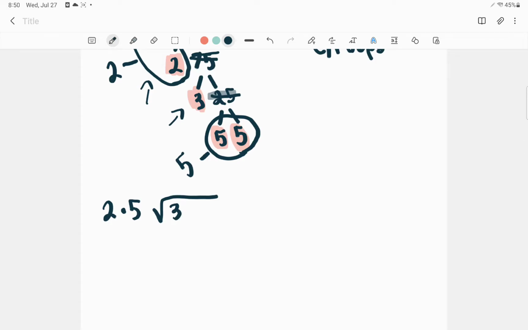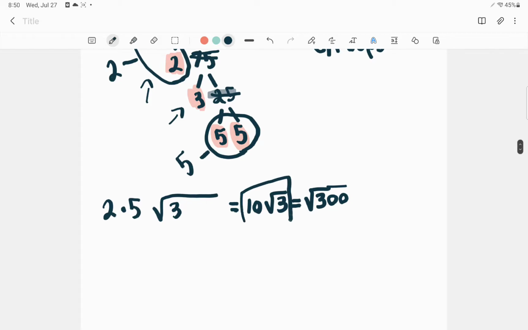So what is my simplified answer? Once I multiply everything through, you're going to notice that your answer is going to be 10 square root of 3, which equals the square root of 300. They mean the same thing, but the 10 square root of 3 is a lot easier on your eyes, right? You can see it. It looks prettier and whatnot. And that's it. That's simplifying square roots.